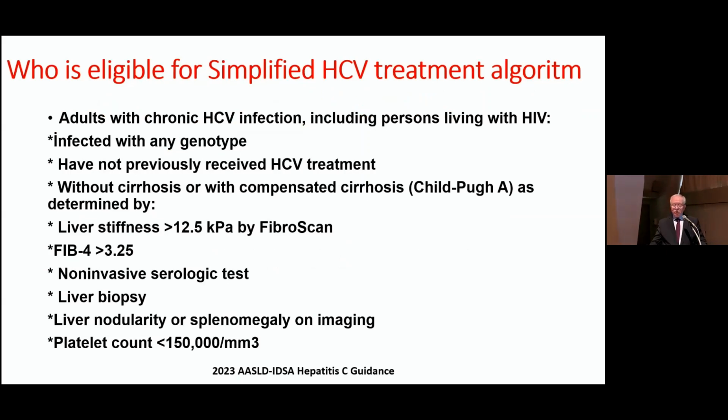So who is eligible for the simplified HCV treatment algorithm? Adults with chronic HCV infection, including persons living with HIV, infected with any genotype, who have not previously received HCV treatment, without cirrhosis or with compensated cirrhosis as determined by liver stiffness higher than 12.5 kilopascal by FibroScan, FIB-4 score higher than 3.25, non-invasive serological test or liver biopsy, liver nodularity or splenomegaly on imaging, and also platelet count less than 150,000 per cubic millimeter.